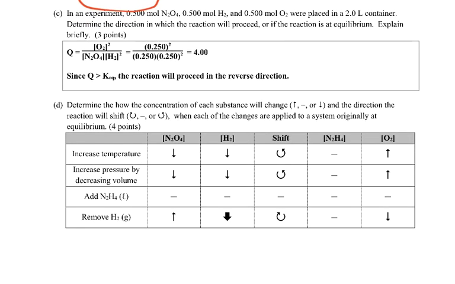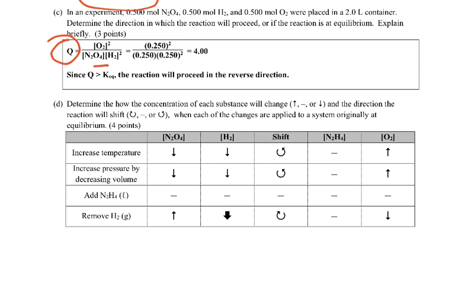Okay, for C, in an experiment, 0.5 moles, 0.5 moles, 0.5 moles are placed in a 2-liter container. When we get numbers for everybody, then we just kind of know this is a Q problem. So again, here's our expression. We're just going to substitute in our numbers. It's in a 2-liter container, so 0.25 squared over 0.25, 0.25 squared. So when you get all done, that's a 4.